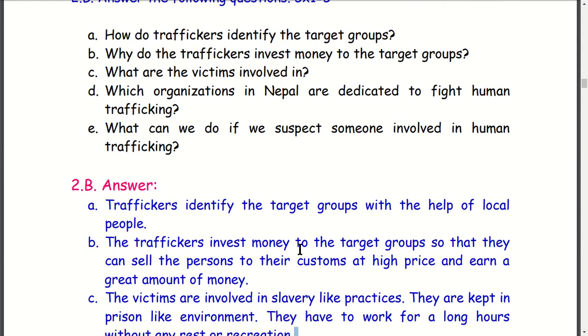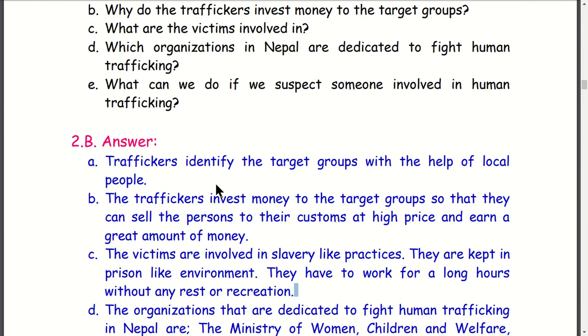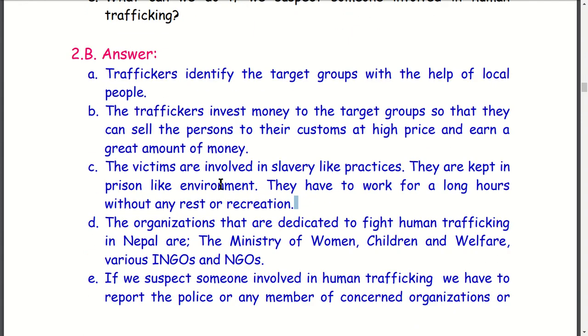Question number D, which organizations in Nepal are dedicated to fight human trafficking? You should write the number D. There are many, not one organization, but too many. There are three, four organizations here. Organizations that are dedicated to fight women trafficking in Nepal are the Ministry of Women, Children and Social Welfare, various organizations, NGOs. These are organizations who are working to control women trafficking in Nepal.